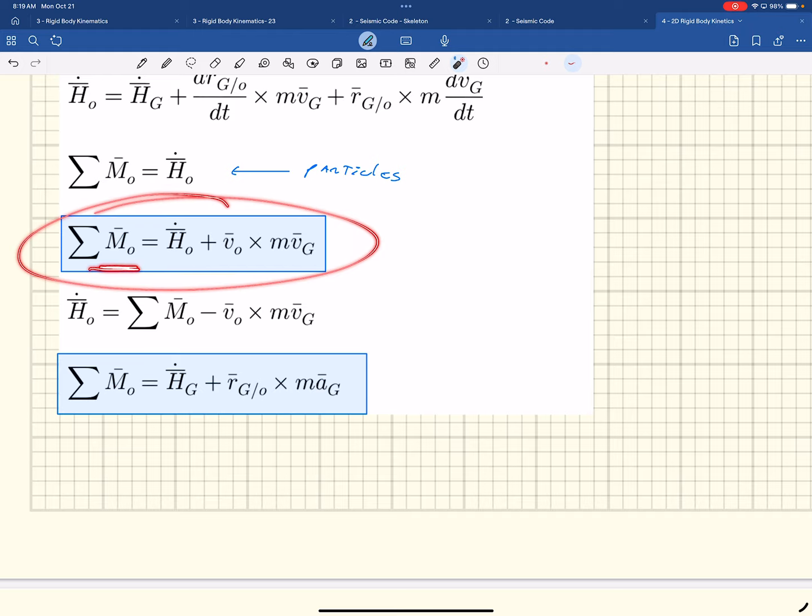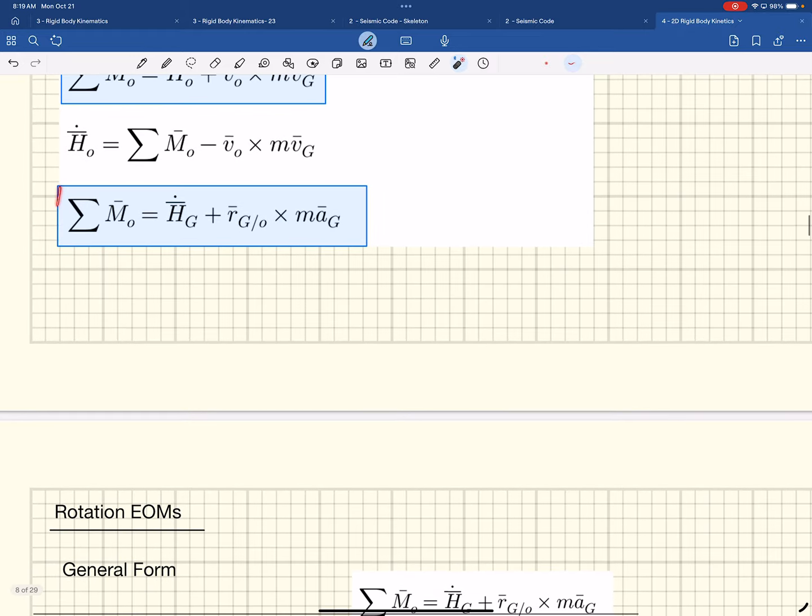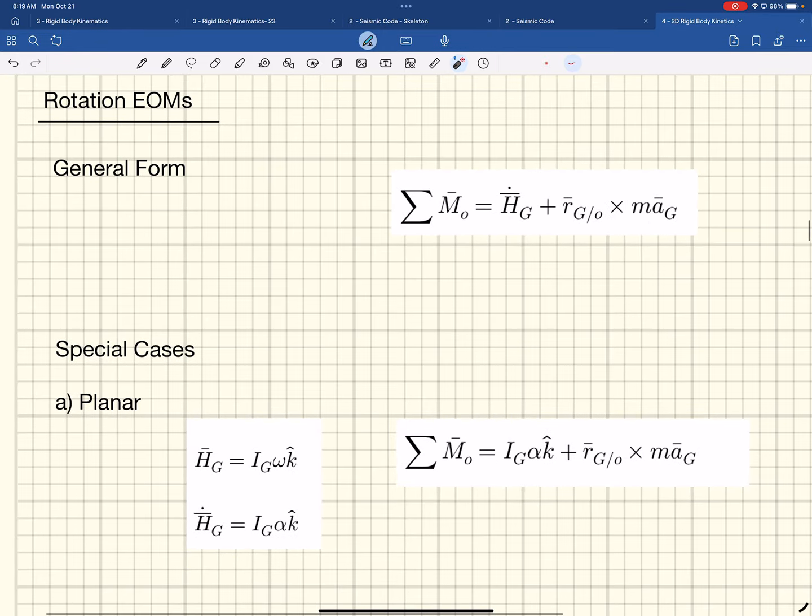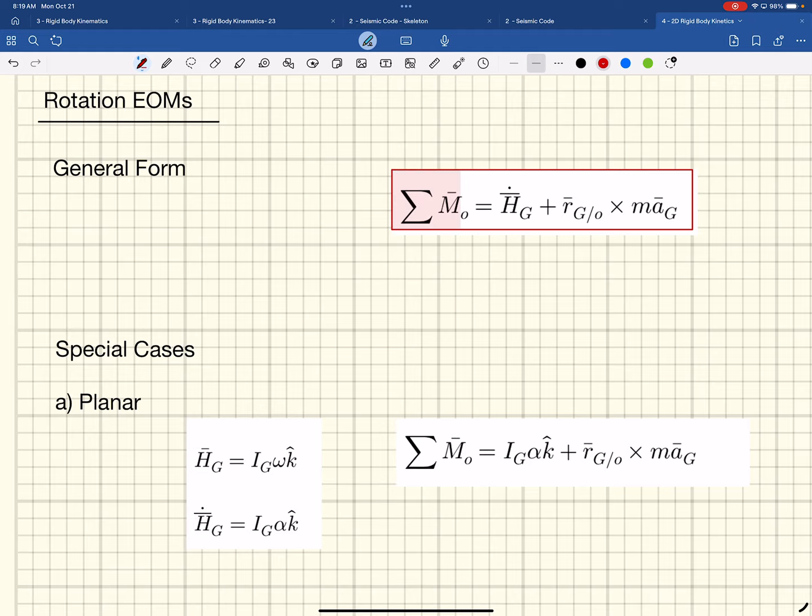The sum of the moments about O is the derivative of H_O about an arbitrary point plus v times m v_G, and then we make a couple more substitutions, and we get to this. So that's the real big one, okay? To get to this one, the sum of the moments about an arbitrary point O is equal to the derivative of the angular momentum plus r crossed with m a_G, okay? That guy right there. But we could simplify this down even more. So let's talk about these ones. This is the most general form, the same one repeated from above, the general form of my moment equation. We're going to simplify this down significantly.